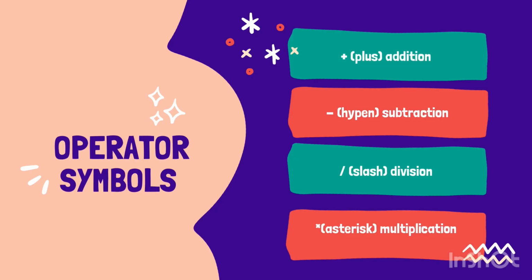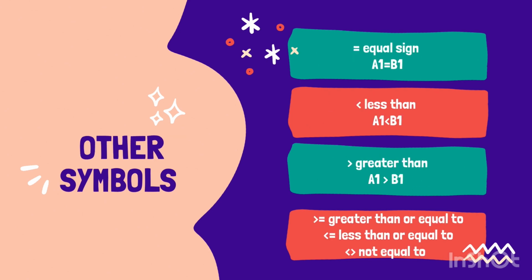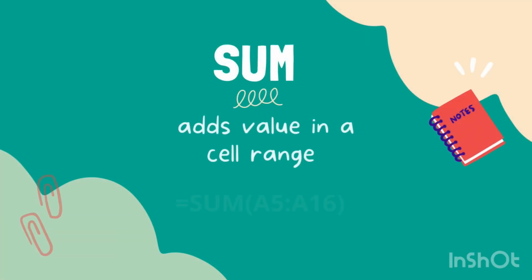These are the operator symbols: plus for addition, hyphen for subtraction, slash for division, and asterisk for multiplication. Let us also remember these other symbols that we can use in functions or in formulas: equal sign, less than, greater than, greater than or equal to, less than or equal to, or not equal to. There are hundreds of other preset formulas offered by Excel.